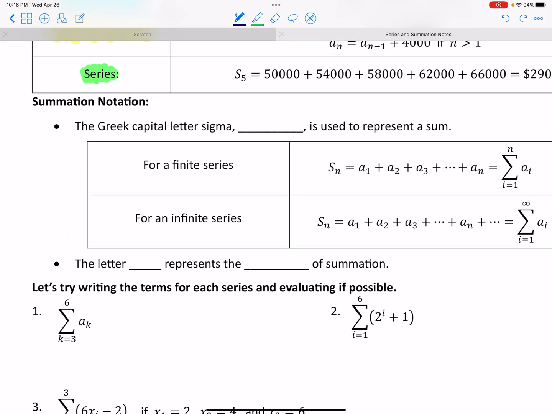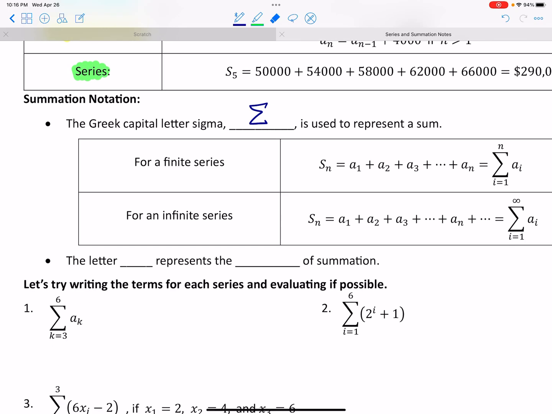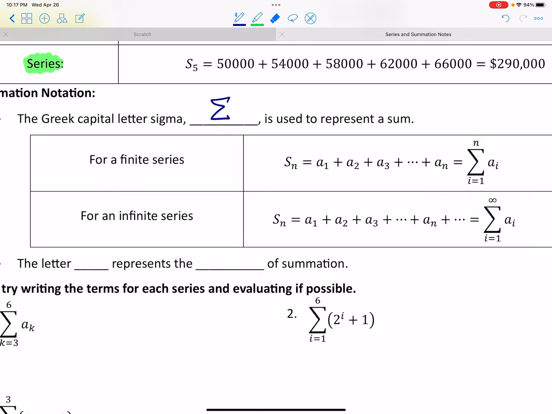We use the Greek capital letter sigma to represent a sum. It's kind of a tough one to draw. I usually just make it look like a squared E here, but this is really what our symbol should look like. It should have a little tail here and a little tail here, but I don't generally draw those just because it's not fast. But that is the Greek capital letter sigma, and it is used again to represent a sum.